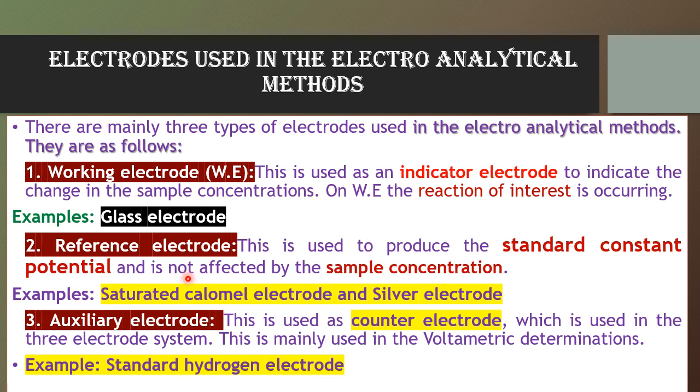It will remain the same constant. The examples of reference electrode are the saturated calomel electrode and the silver chloride electrode. The third electrode is the auxiliary electrode.